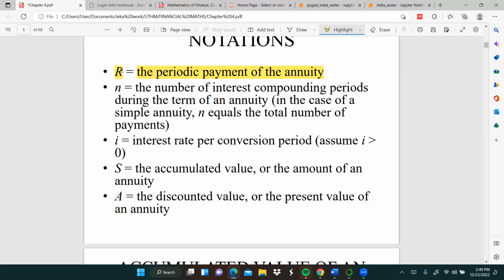And then we have the accumulated value or the amount of an annuity. Okay, that is S. And then A, the discounted value or the present value of an annuity. So sebelum ni pun kita dah jumpa simbol S, simbol A. Same with this topic, tapi cara pengiraan adalah berbeza untuk setiap problem yang kita selesaikan. So kita akan tengok satu persatu untuk annuity.